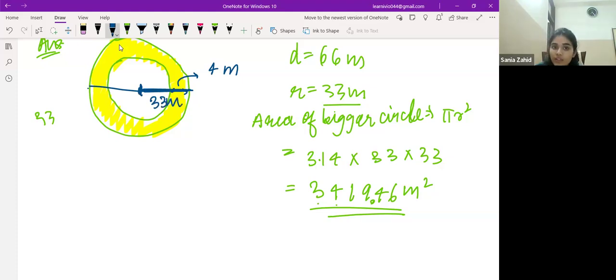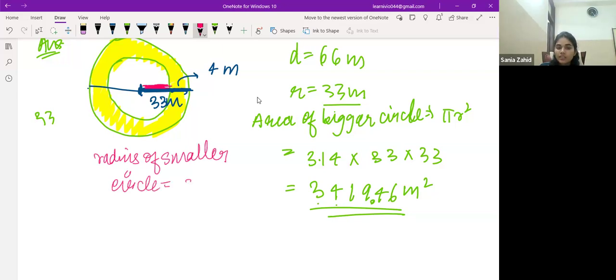Now if I want this smaller radius, what will I do? 33 by 2? No, 33 is already the radius. 33 is this whole portion. I need only this pink portion. What will I do? I will subtract this 4 from 33. So the radius of the smaller circle will be 33 minus 4, so 29 meter.